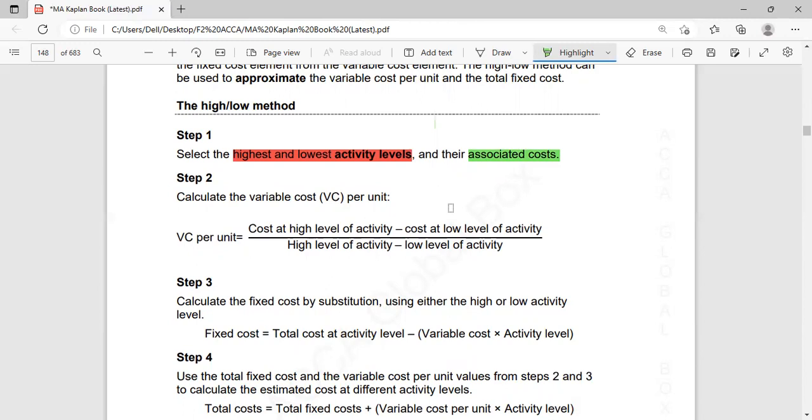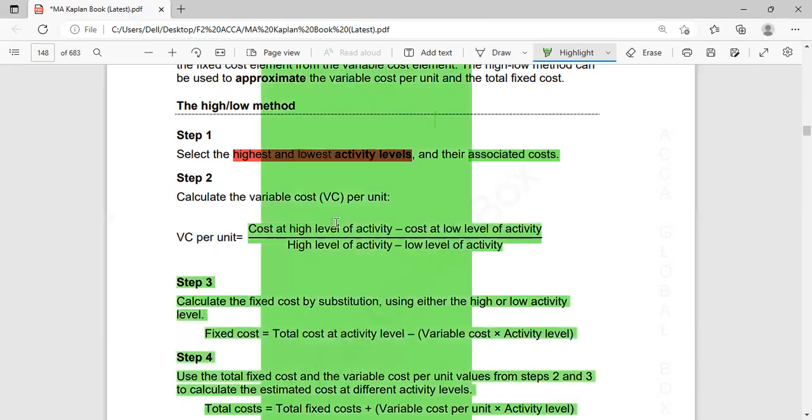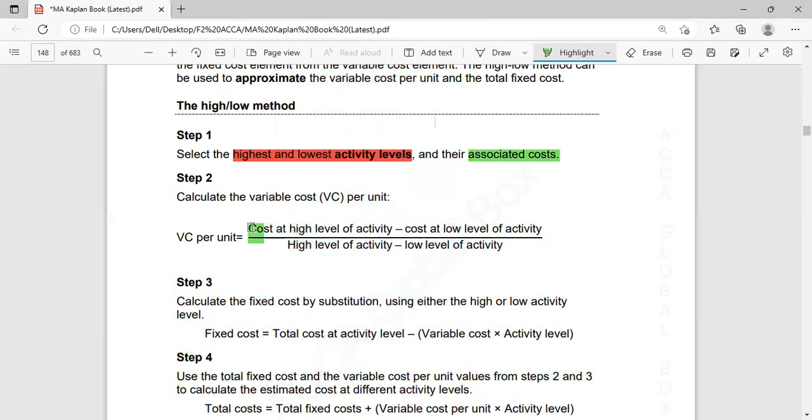In the second step, we have to calculate variable cost per unit. The variable cost per unit formula is cost at high level of activity, minus cost at low level of activity. In the question, it will be given to you. You will divide it by the relevant activity levels, that is, high level of activity less low level of activity. In this way, you will get your variable cost per unit.